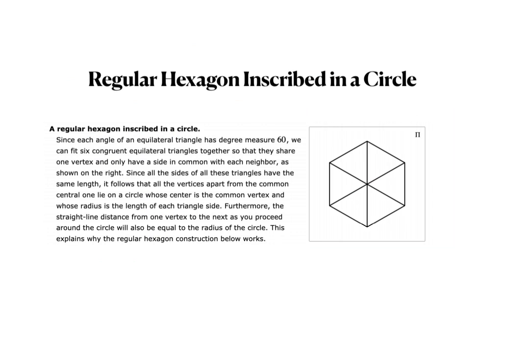Next, we're going to talk about a regular hexagon inscribed in a circle. Since each angle of an equilateral triangle has degree measure 60, we can fit 6 congruent equilateral triangles together so that they share one vertex and only have a side in common with each neighbor, as shown on the right. So here I have all these equilateral triangles.